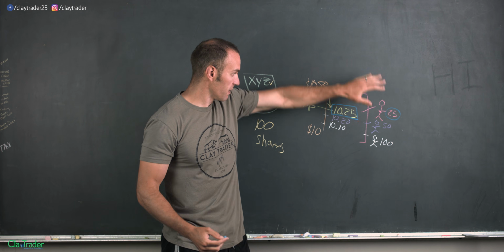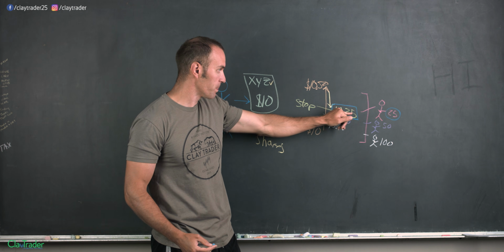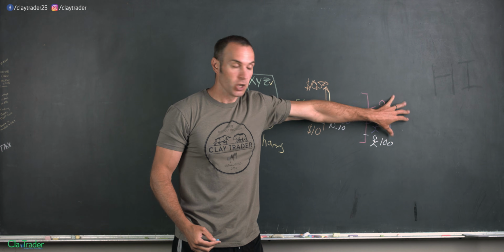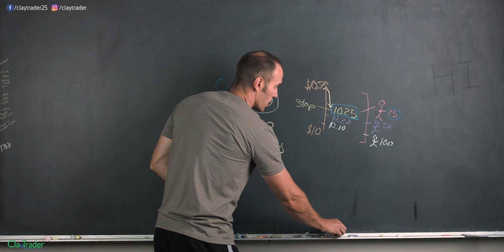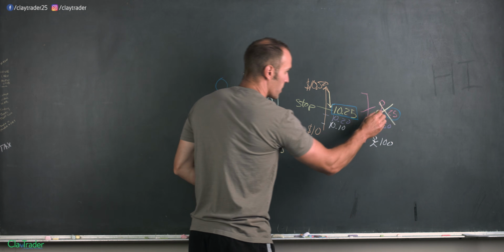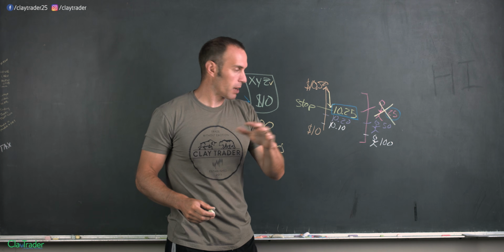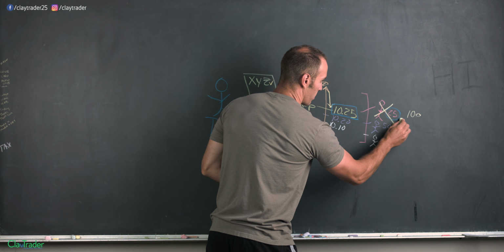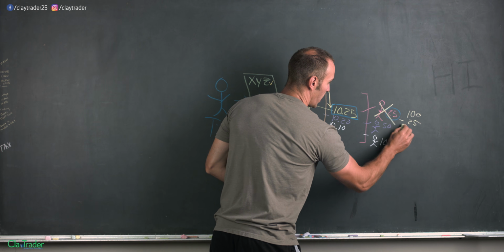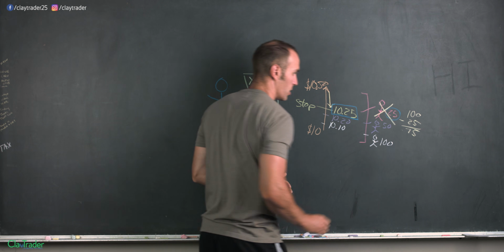So that means that if the price goes down, hits your stop, you're going to get 25. You're going to be able to sell 25 at the 10.25 mark. So that person is now gone. But how many shares do you still have left? Well, not to insult your intelligence, but if you have 100 and you just sold 25, now you have 75 shares left.